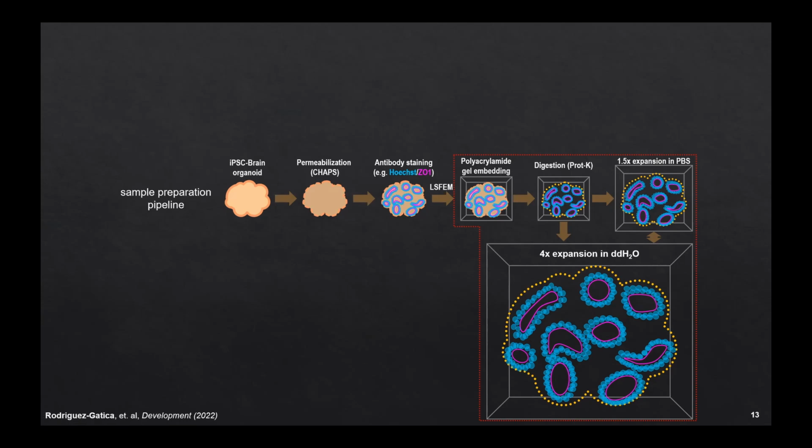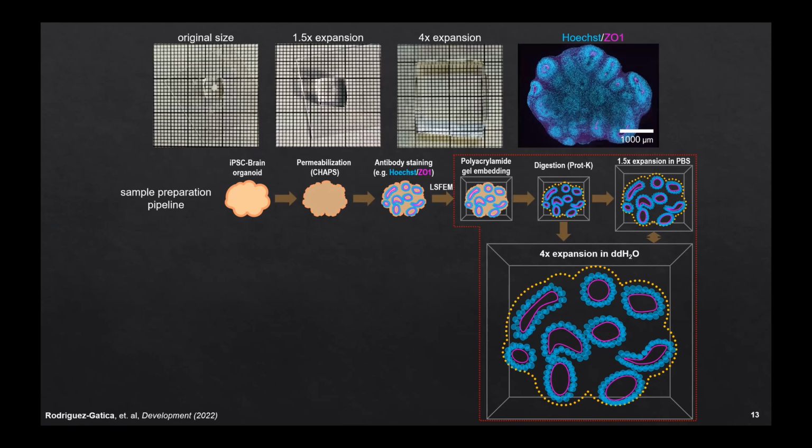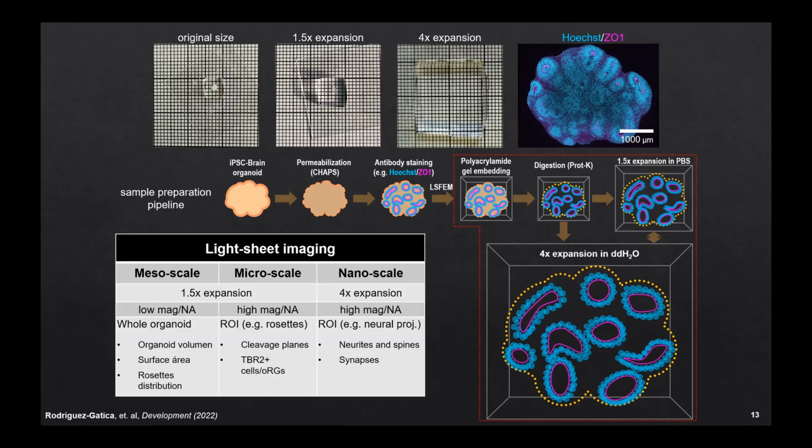In the upper part, you can see an organoid that is a bit more than 1 millimeter embedded in the polyacrylamide gel, how the same gel looks after 1.5 expansion and 4 times expansion, and an optical section of the sample that we have inside. So if we are able to play with the expansion of the sample, plus imaging that with different objectives, then we can address different scales. So we have a specific resolution for specific scales and get the necessary information.